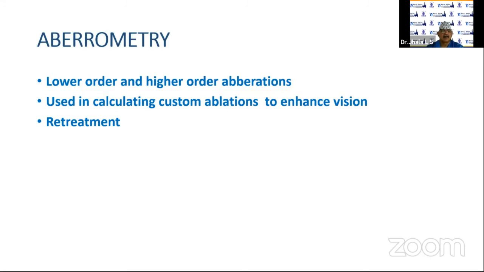Aberrometry is another important tool. It can measure the lower order and higher order aberrations. It can also be used in calculating custom-based ablation to enhance the vision, and it is important when we are going for retreatments.